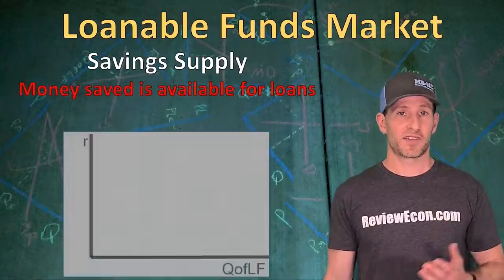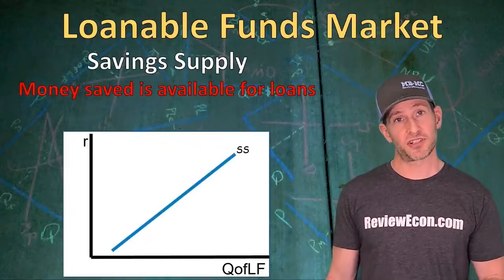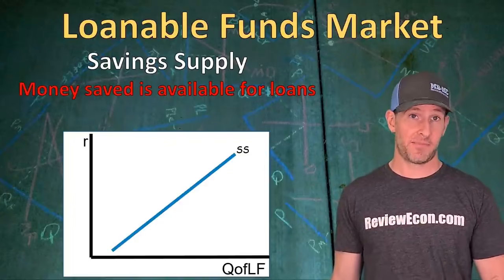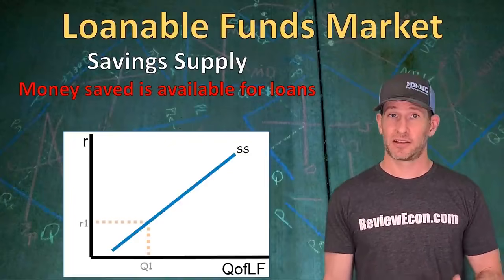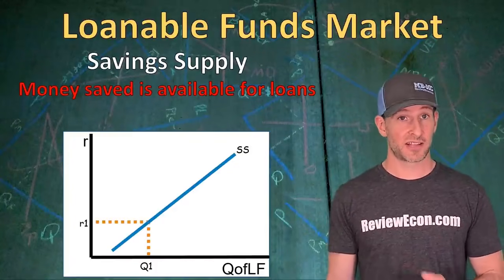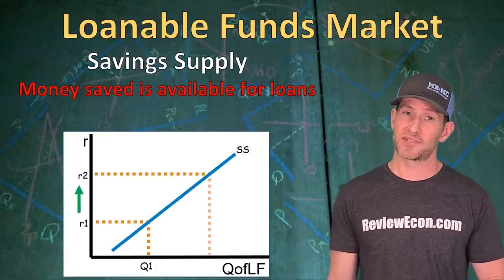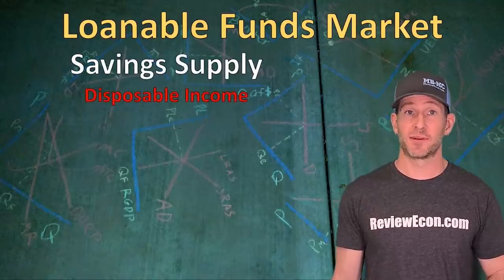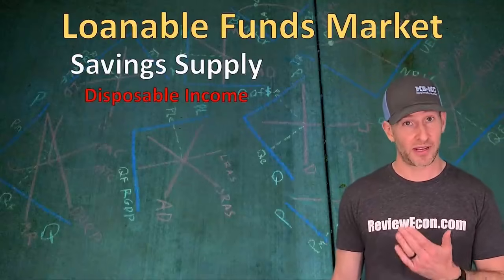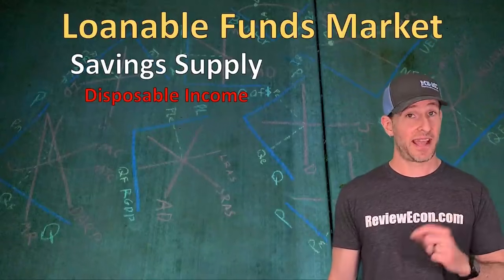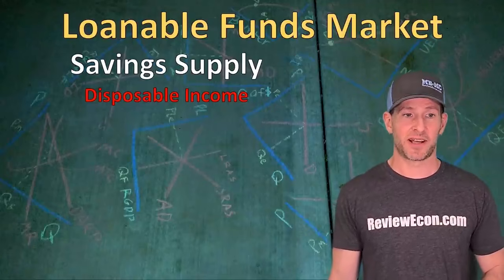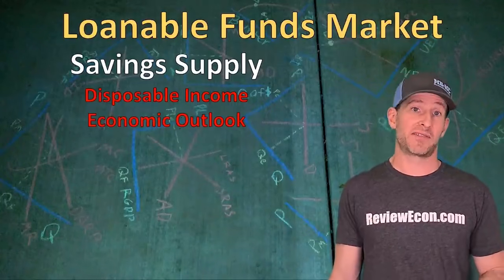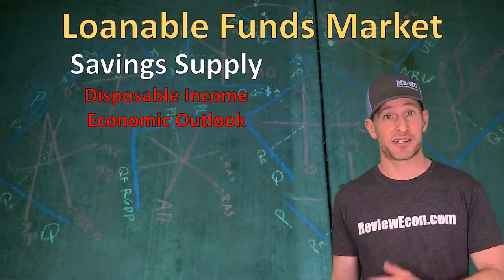The savings supply curve is upward sloping because there's a direct relationship between the real interest rate and the amount of money that people save in banks and in the bond market. At low interest rates, the quantity of savings is low, and at high interest rates, the quantity of savings is high. The savings supply curve can shift from changes in disposable income. If consumers have more income, they will increase their savings supply. If they have less income, it'll decrease the savings supply. The economic outlook, feeling good about the economy, decreases savings. Feeling bad about the economy, increases savings.